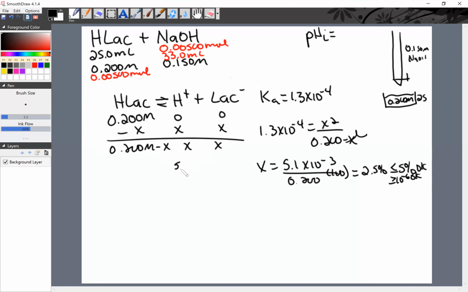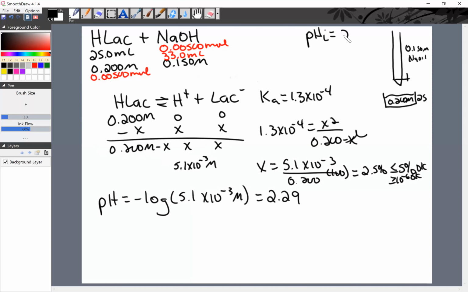So 5.1 times 10 to the minus 3 molar. And I want the pH, so take the negative log of that. 2.29. Did we expect an acidic pH? Well, yes, because right now it's lactic acid. All right, any questions or thoughts before I go to the next one?